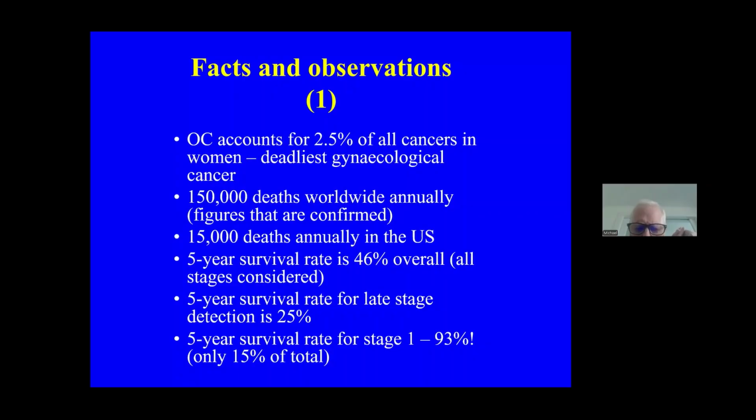Just a few words about this, for those who may not be so familiar. You see here the 5-year survival rate overall is about 46%. For late stage detection, it's pretty poor. 1 in 4 people survive, but in stage 1, it's remarkable. For this particular form of cancer, it's actually well over 90%. So obviously, there's a tremendous amount of interest in the medical world in trying to detect this disease by screening at a very early stage.